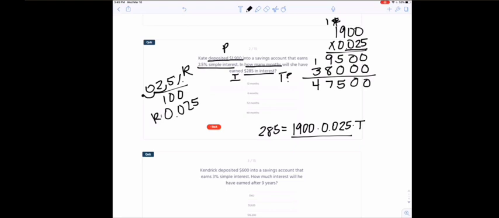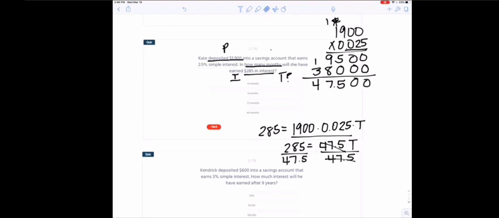Now I do have a decimal here, and there are 3 numbers behind the decimal point, so there will be 3 numbers behind this decimal point in my answer. So this becomes 285 equals 47.5. The zeros behind, we don't have to write them. We leave it like that. So now I want to get the t by itself, so I'm going to divide by 47.5 on both sides. That cancels this out. So 47.5, 285.